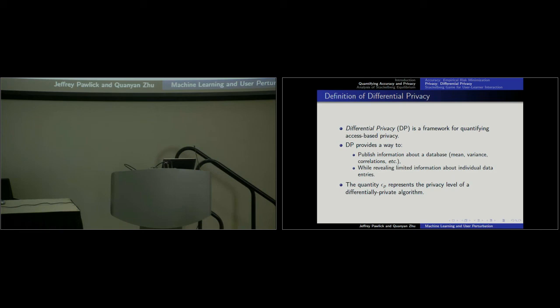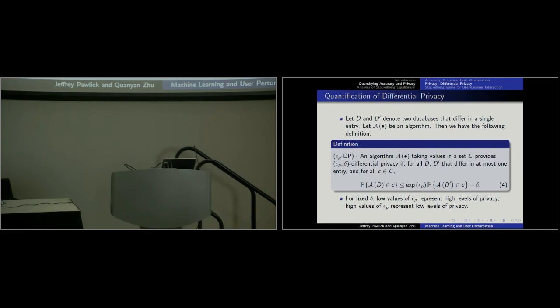So the framework that we are going to make use of is a differential privacy framework. Again, we are going to make use of some parameters in differential privacy to quantify what we mean by the utility coming out of privacy.